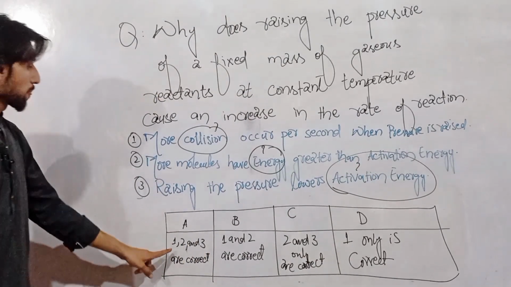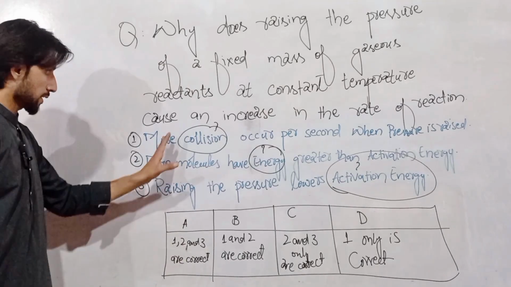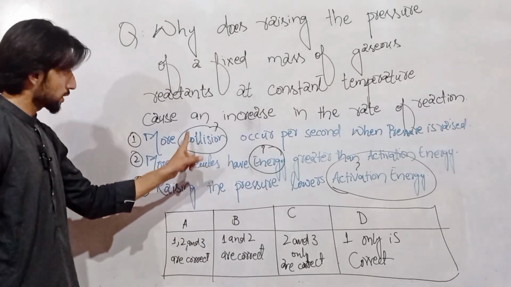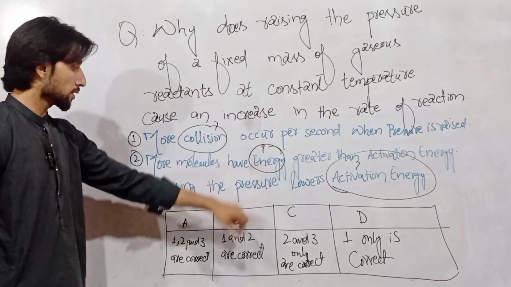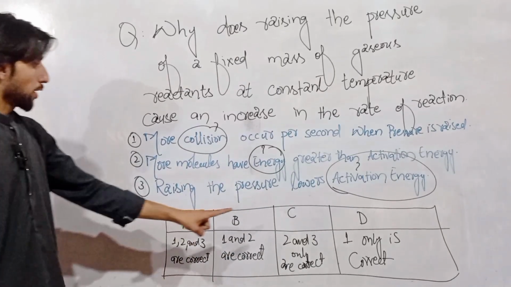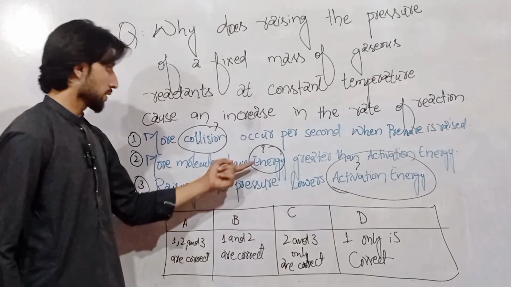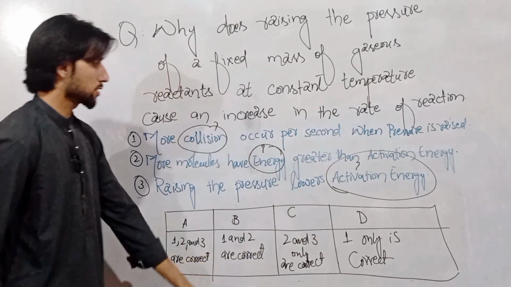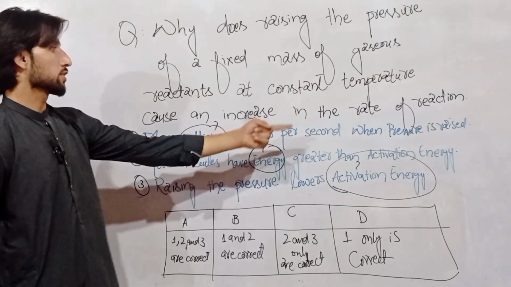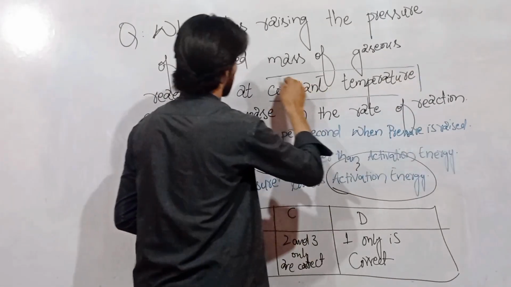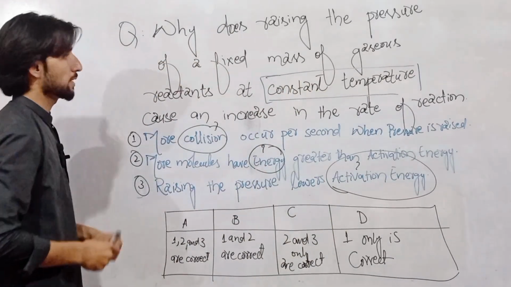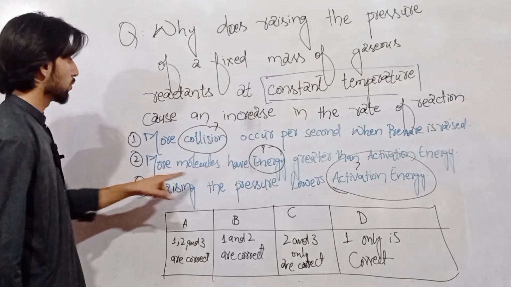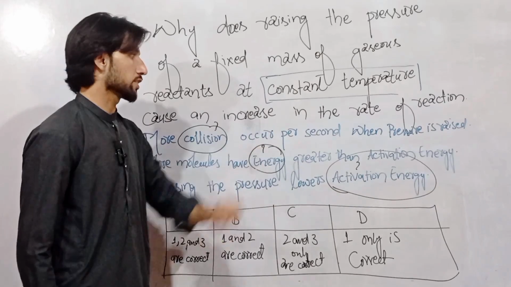Now the options are: 1, 2, and 3 are correct, all of them happen at the same time. Option B: 1 and 2 happen, like collisions increase, and also the energy of the molecules increases. Option C is 2 and 3 are correct, like the energy of the molecules increases and activation energy also decreases. Or just 1 is correct, meaning the number of collisions per second increases. We are given that the temperature remains constant, which means the third one is not happening: more molecules have energy greater than activation energy.